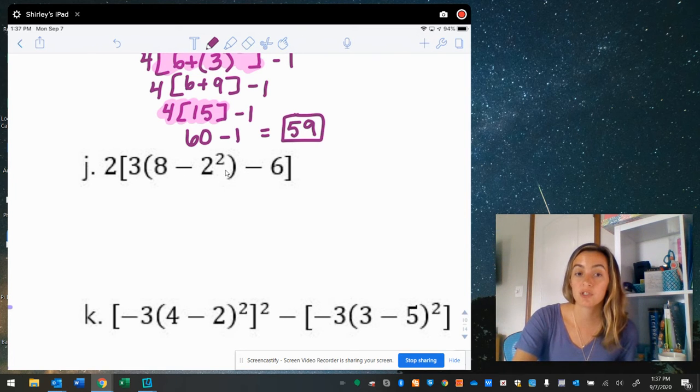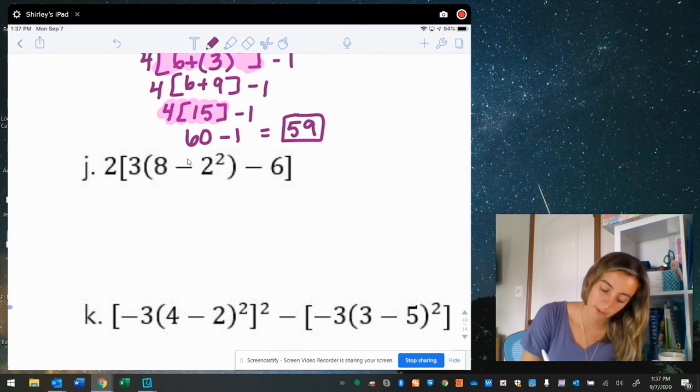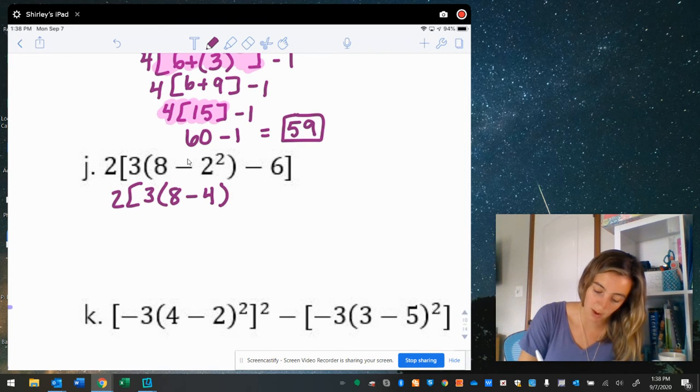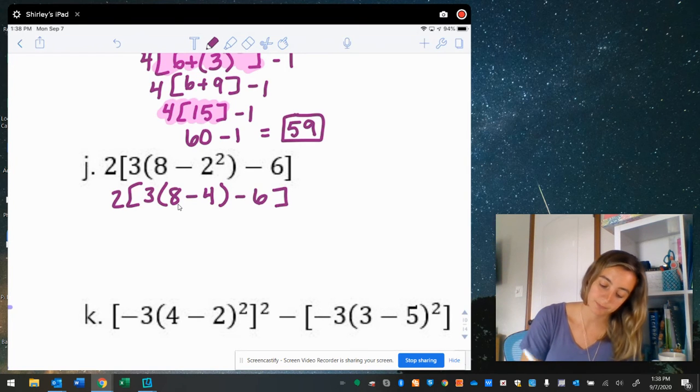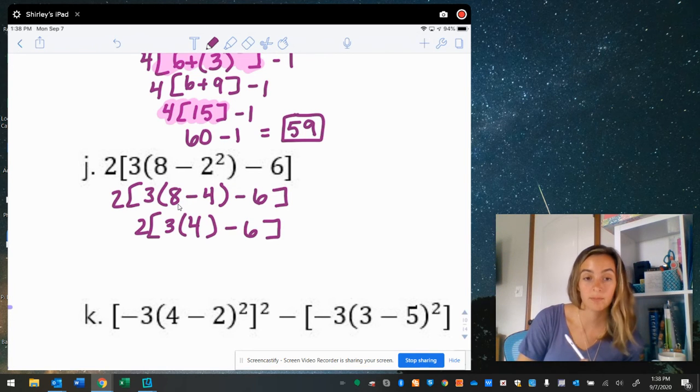So what comes first is this exponent. So 2 squared is 4. Then just one step at a time, and I'm rewriting everything else without even thinking about what I'm writing down. Okay, I still have my inside set of parentheses, so I'm still going to simplify that. So I have 8 minus 4. 8 minus 4 is going to give me 4, and then I'm bringing everything else down exactly as it is written.